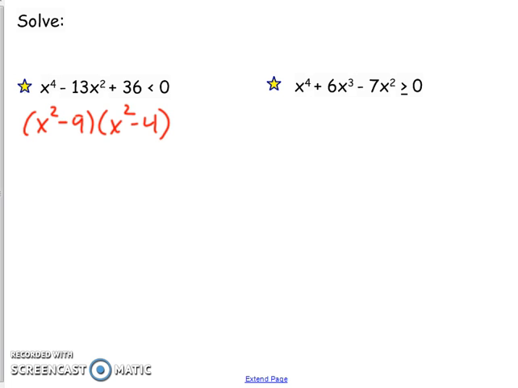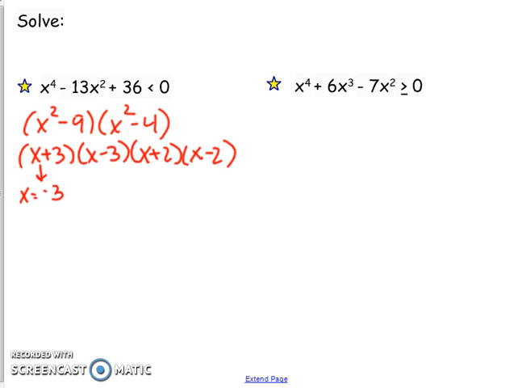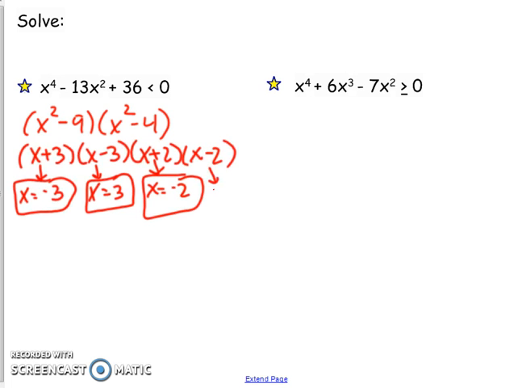Each one of these can now be factored further using difference of squares. So x plus 3, x minus 3, and then x plus 2, x minus 2. So we're going to set each of these to 0. So we get negative 3, we get 3, we get negative 2, and positive 2.